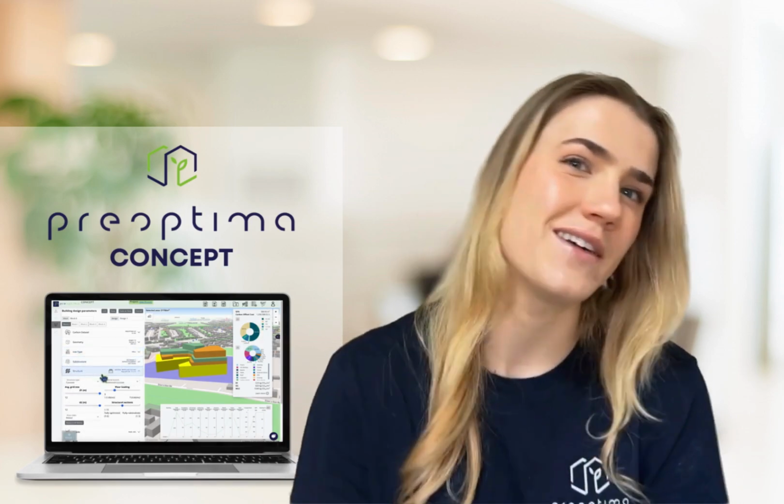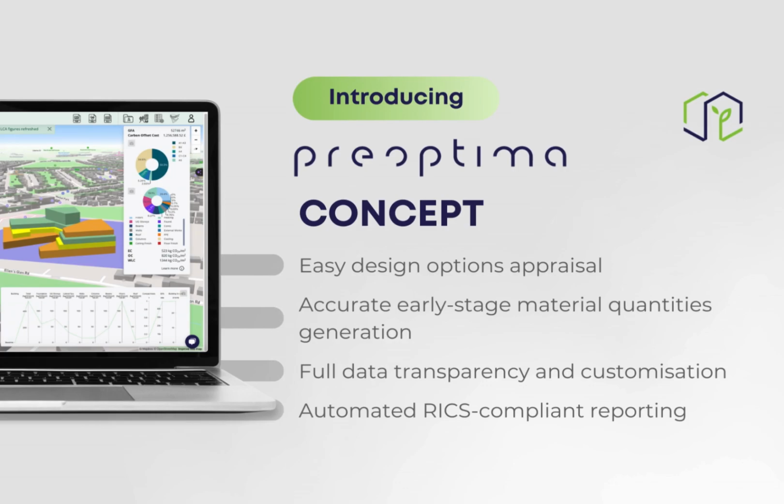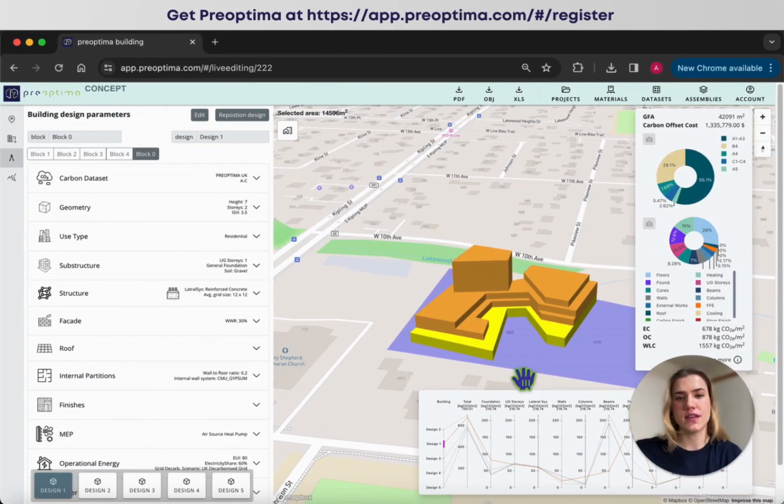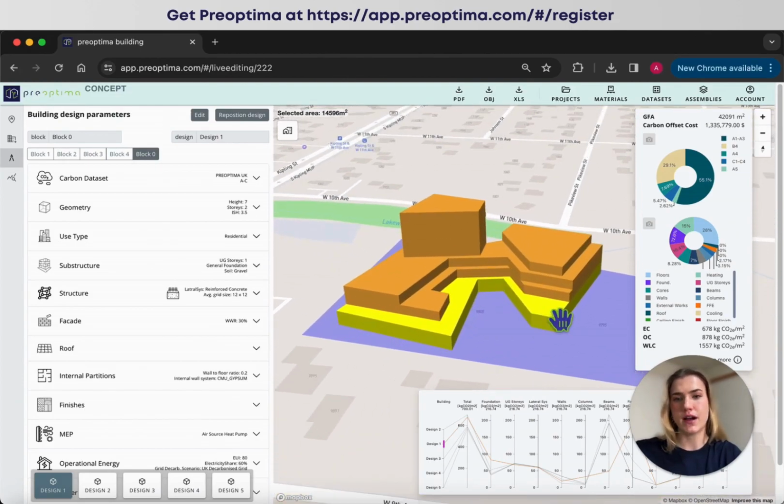Okay, let's dive into the platform. Okay, so I am in the Preoptima CONCEPT platform. I have imported my early stage massing model and I was requested to look at just two building parameters, which is the structure and the facade. So I went ahead and quickly optioneered for a few different structural systems and facade types and created 5 different design iterations, including my baseline design 1.